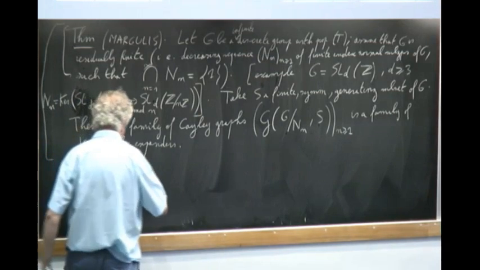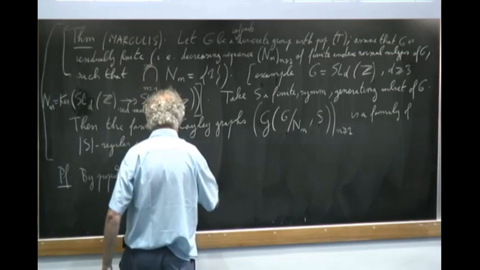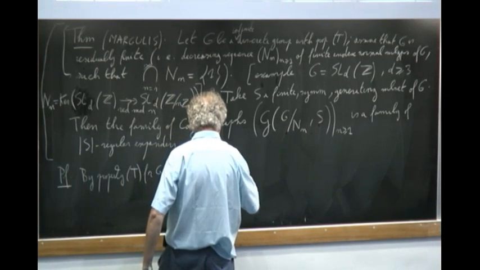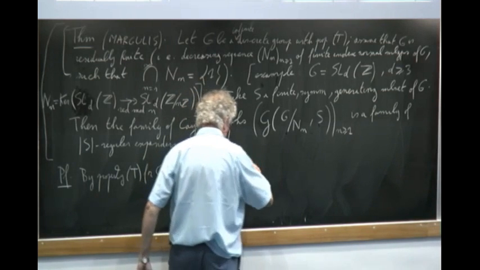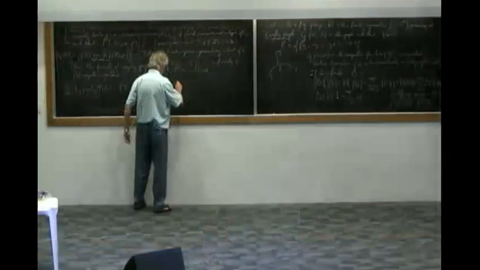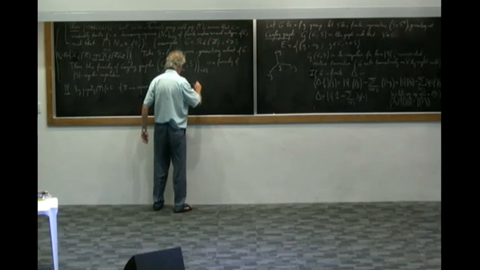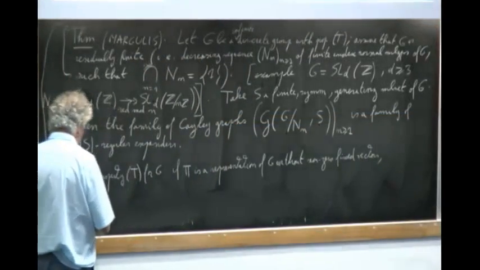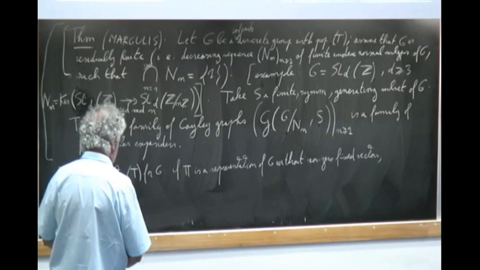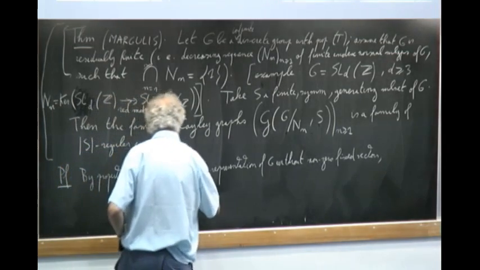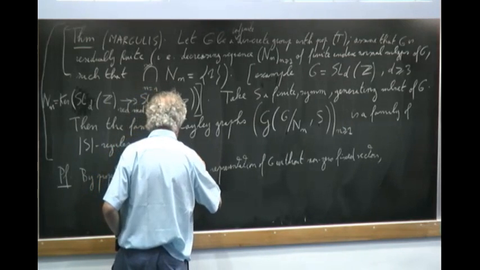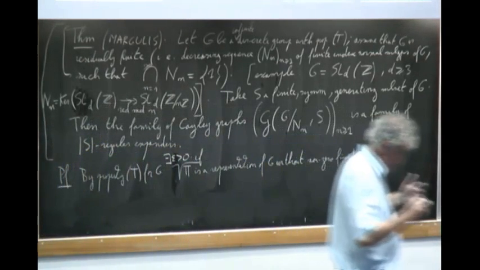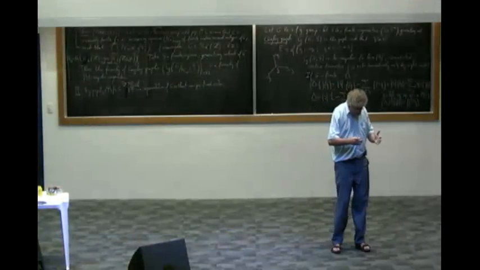By property T for the group G, we know that, no, I'm messing up the quantifiers. There exists a positive epsilon such that if pi is a unitary representation of G without non-zero fixed vectors, then by property T there are no approximate fixed vectors.